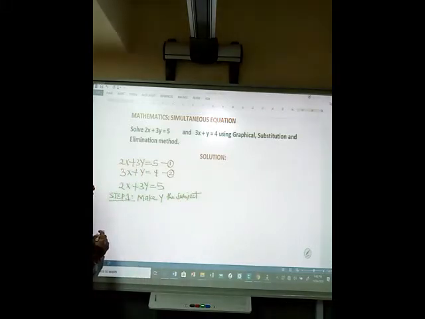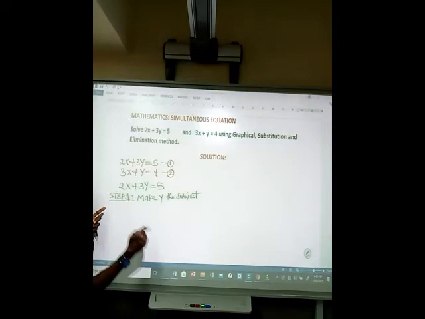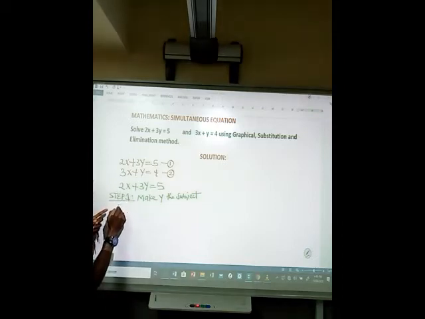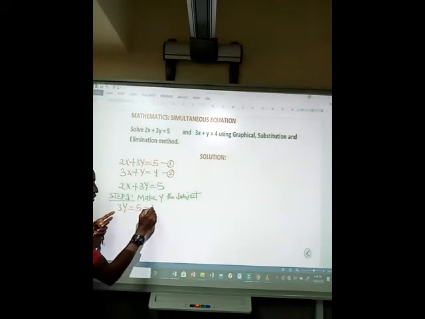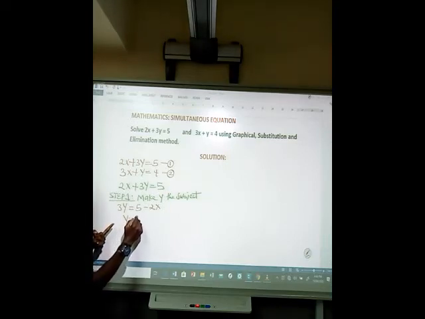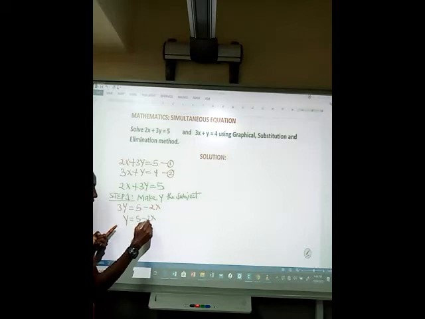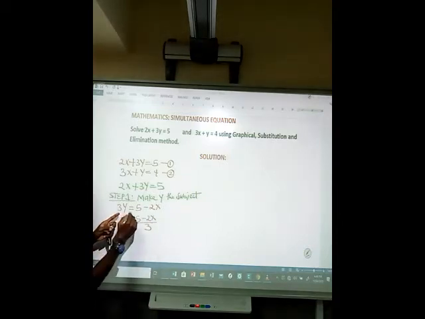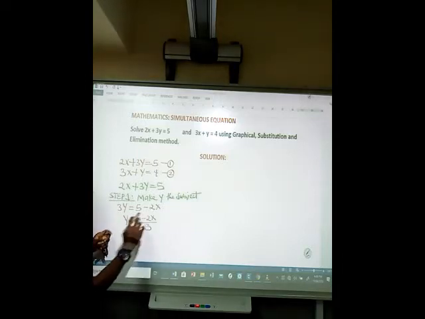Now when you make y the subject of the formula, you are going to have 3y is equal to 5 minus 2x. And do not forget that you want to make y the subject of the formula, and the coefficient of y in this case is 3. Then you divide both sides by 3, and by so doing your y equals 5 minus 2x over 3. Having been able to do that, to determine the value of x.